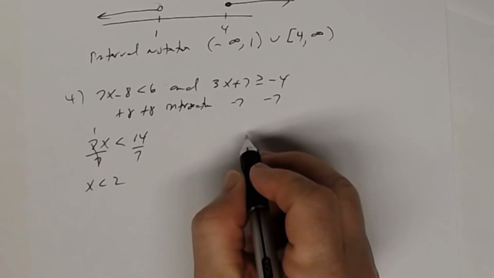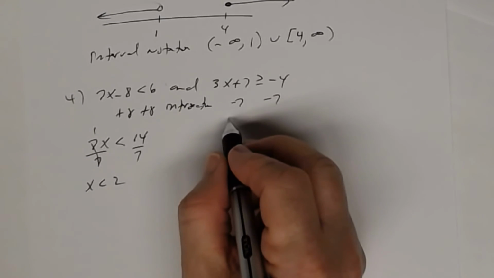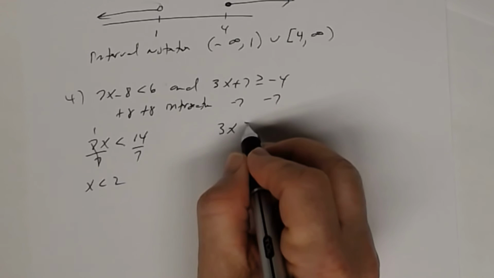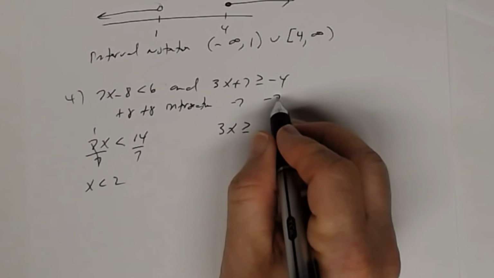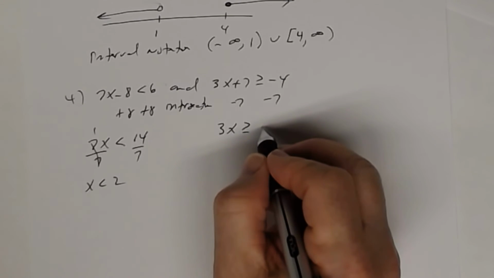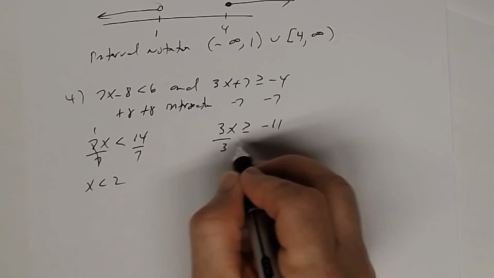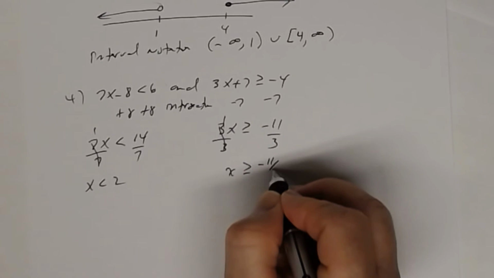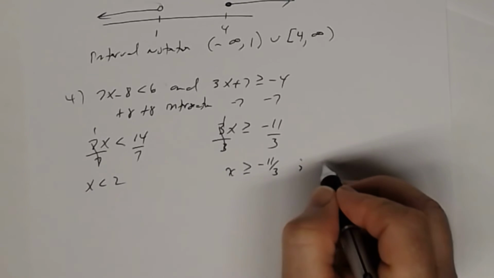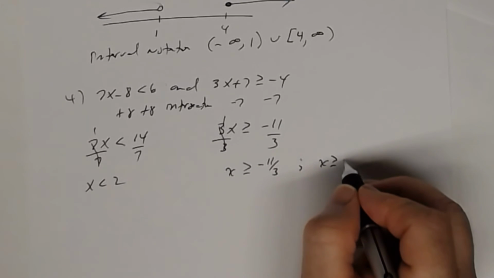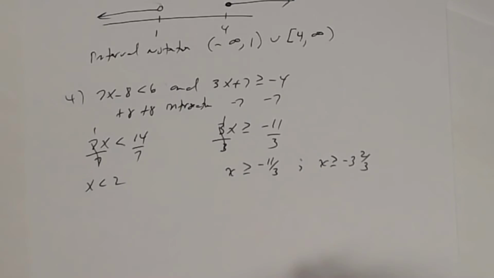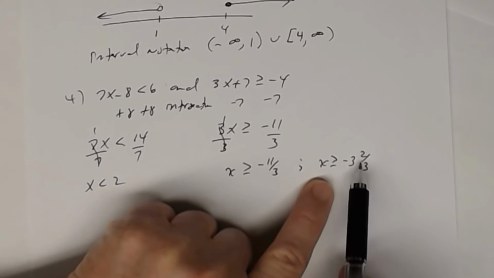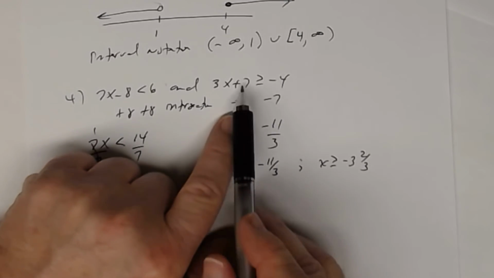Subtract 7 from both sides here, since I'm adding 7. I get 3x is greater than or equal to negative 7, and negative 4 minus 7 is negative 11. Divide both sides by 3. I get x is greater than or equal to negative 11 thirds, which is the same as saying x is greater than or equal to negative 3 and 2 thirds. So x is greater than or equal to negative 3 and 2 thirds is a solution to this one.